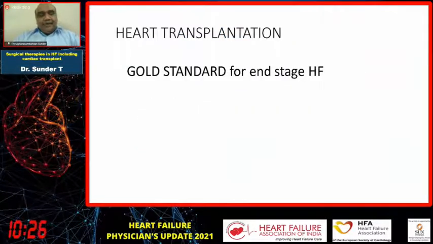So we now come to heart transplantation. At this point in time, for an end-stage heart failure where all therapy has been tried, all has failed, heart transplantation is the goal.